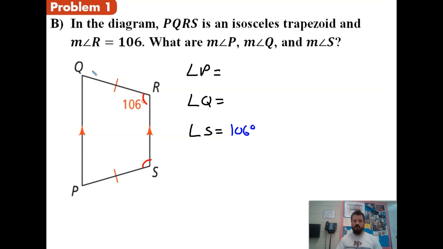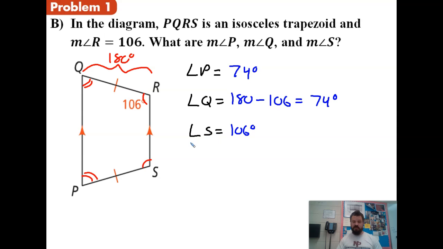Next I'm going to find Q. Q and R are on opposite bases, same side of the trapezoid, therefore they'll be supplementary. They'll add to 180. So to get Q, I'll go 180 minus the 106, which will give me 74 degrees. And then for P, Q and P are base angles as well on the same parallel line. They'll be congruent. So P is the same as Q. In other words, P is 74 degrees as well.